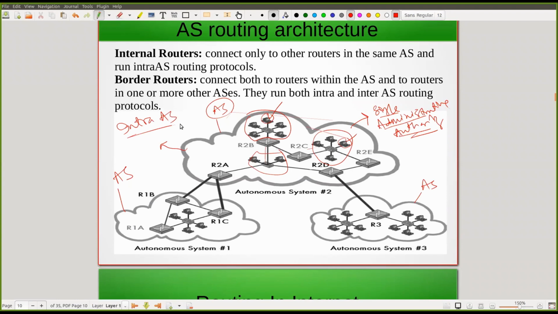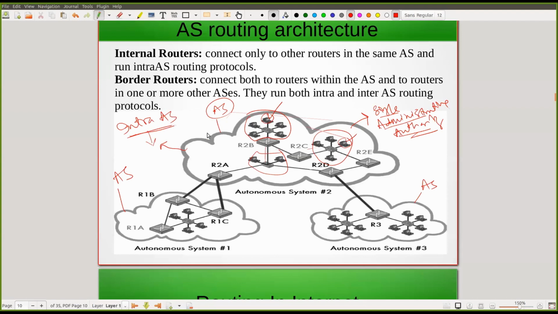Intra-college, within the college. Inter-college, from one college to another college. Similarly, intra-AS means within the autonomous system. If I want to make a communication, then the kind of routing algorithm which is going to help me is called intra-AS. So within the autonomous system, the intra-AS routing algorithm helps to send and receive the packet.